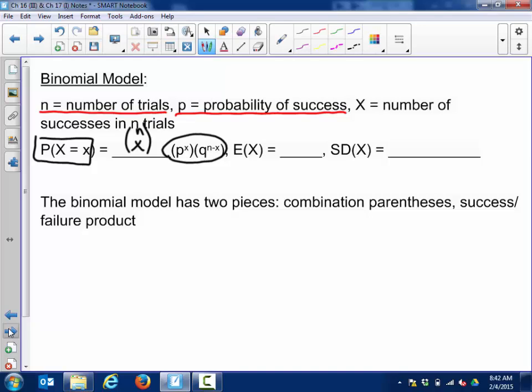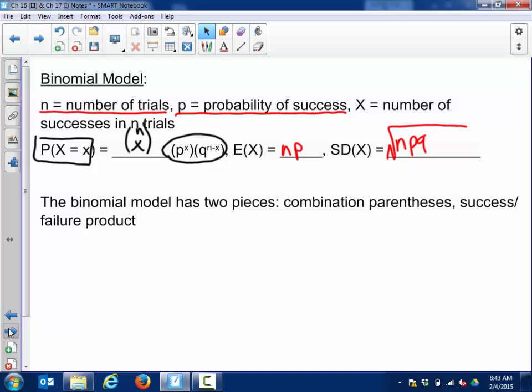Let's go ahead and fill in the expected value and the standard deviation of this model. Well, these are on your reference sheet, and I just want to make sure I write these down correctly. NP for the mean of the binomial model, and the standard deviation of the binomial model is NPQ, all under a radical. Okay.